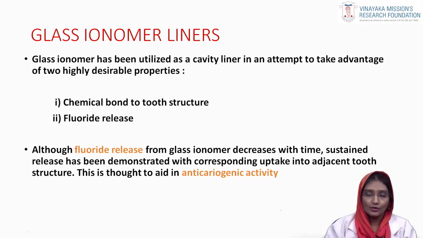Moving on to the glass ionomer liners. Glass ionomer can be used as a cavity liner. It has two desirable properties: one is the chemical bond to the tooth structure and another one is the fluoride release. The fluoride release decreases over time, and this also has an anticariogenic activity. So the fluoride recharge has to be done using any fluoride toothpaste. The glass ionomer restoration will take up the fluoride from the toothpaste and it will increase the anticariogenic property.